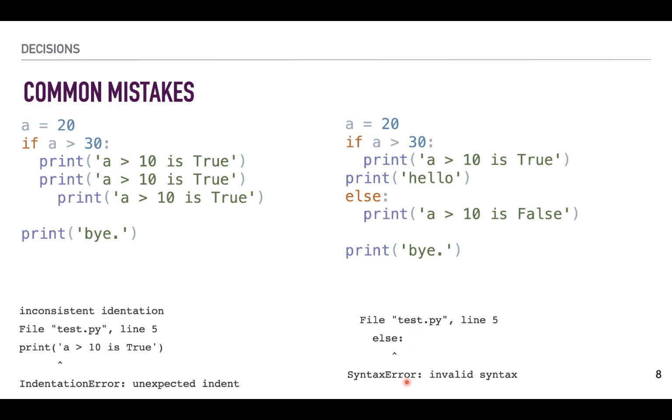On the other side, the indentation of the second statement in the if block is inconsistent, which is going to cause a syntax error because this is going to be processed as an independent statement that comes after an if block. But when the interpreter sees the else, it gets confused and gives you an error.